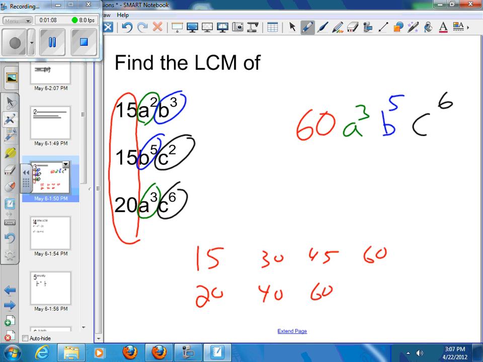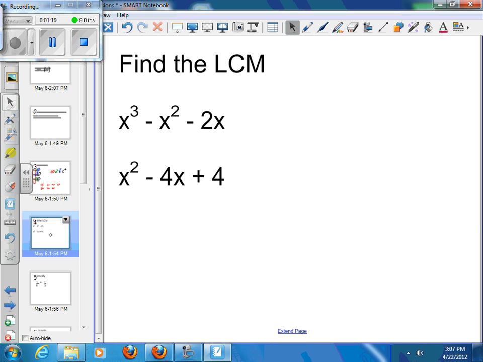So my least common multiple of those three terms is going to be 60a cubed, b to the 5th, c to the 6th. If I get a little bit more complex and I find the least common multiple, and this time of two trinomials, well, I'm going to have to factor these things to figure out what my least common multiple is going to be.